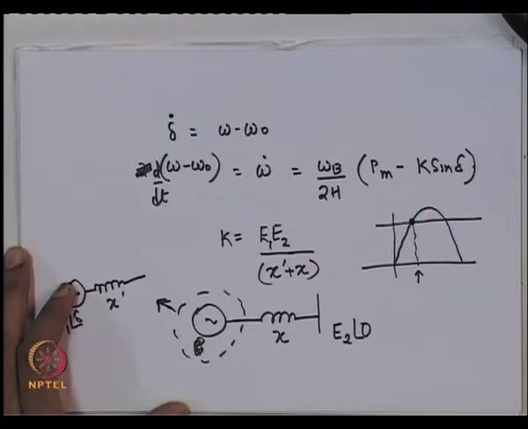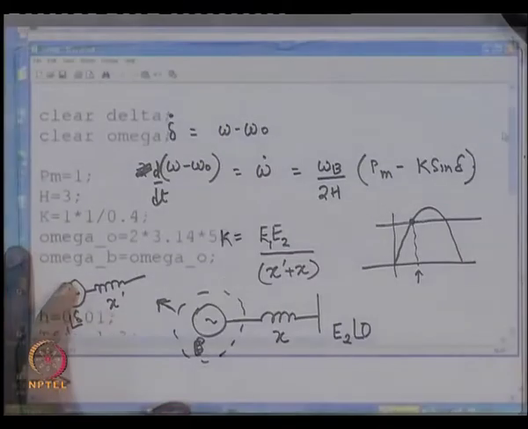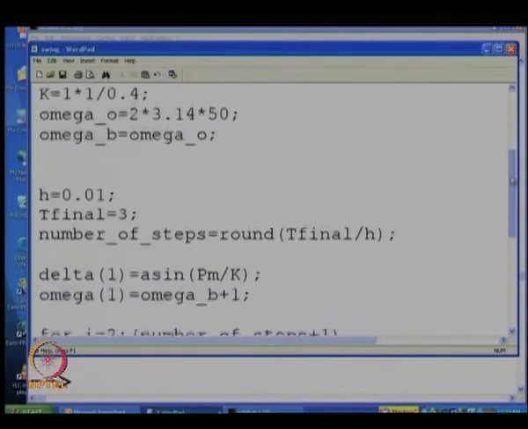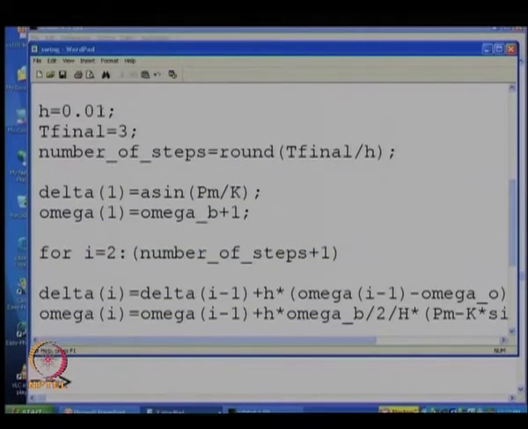So, what I will do is try to integrate the swing equations by Euler's method. Let us assume P m is 1, h is 3, and this capital H is of course the inertia constant. K let us assume is E 1 E 2 divided by 0.4, this is omega, and omega base we assume is the same as the frequency of the infinite bus. Let us take a time step of 0.01, the final time is 3. The number of steps of course can be calculated from T final and h.